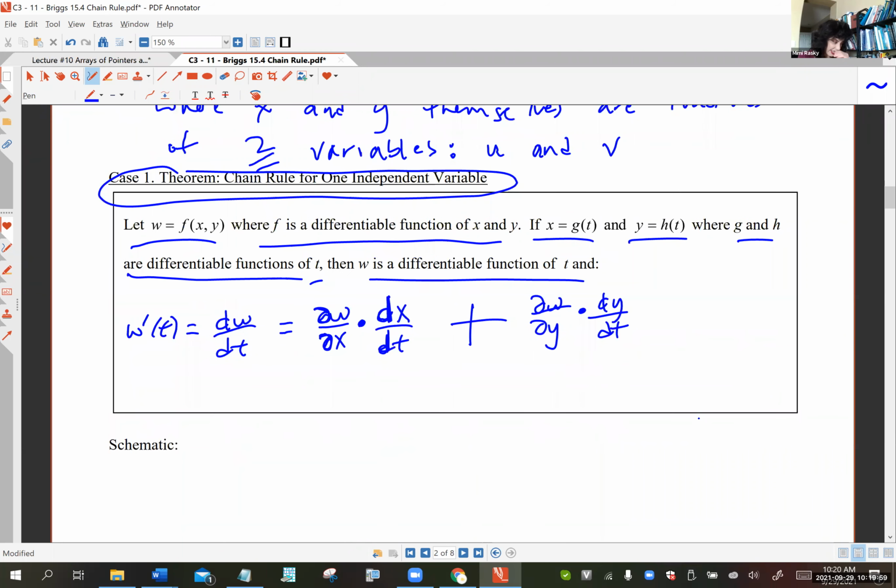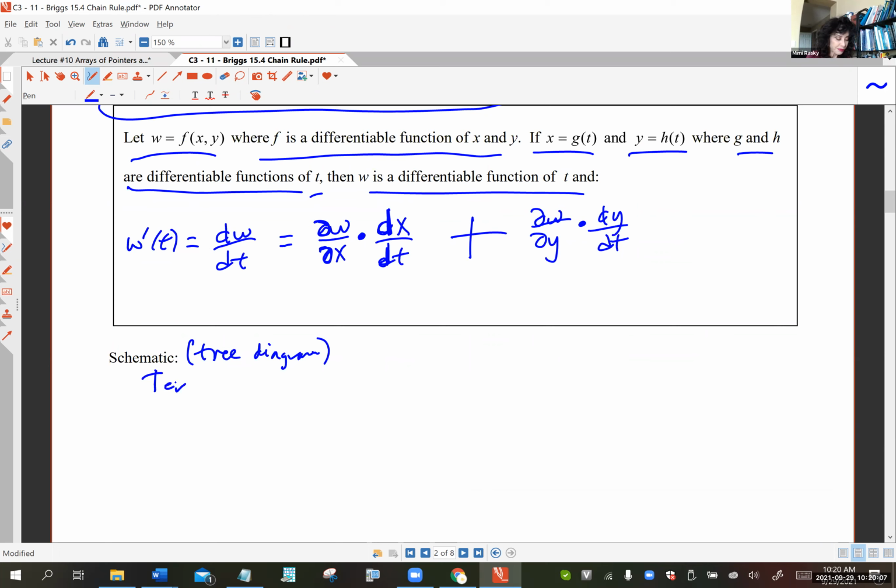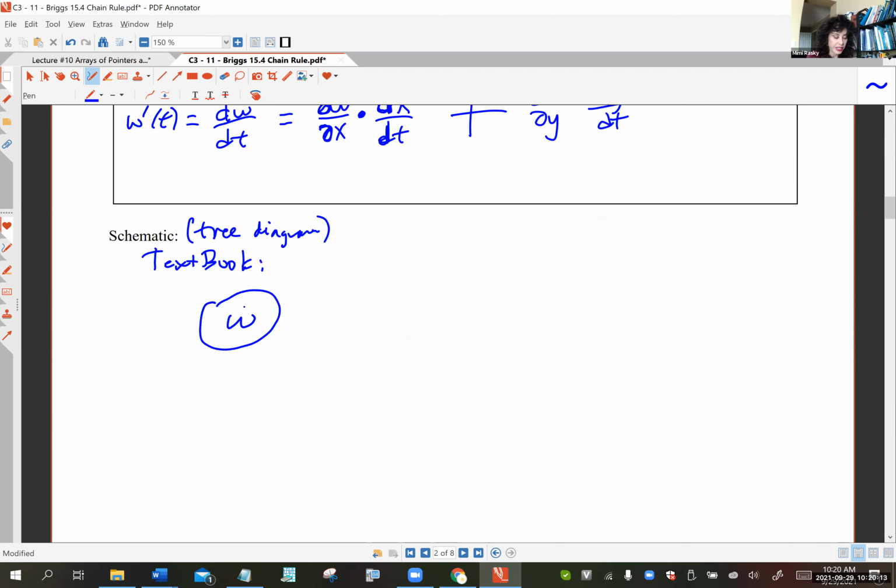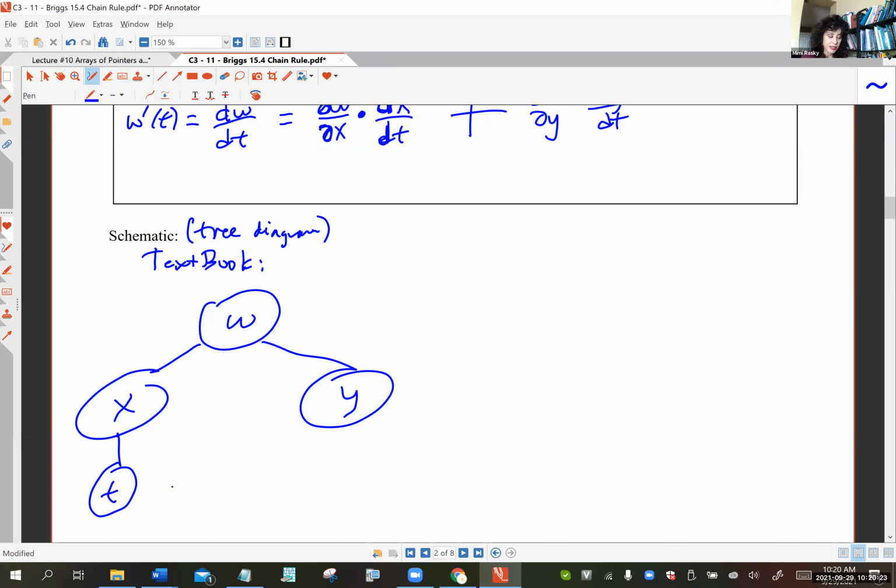Now, the schematic, and when I say schematic, that's going to be a tree diagram. The schematic that the textbook uses is going to look like the following. So you've got w at the top of your tree, and w is a function of x and y. So then you have the tree growing out there. And then x is a function of t, and y is a function of t. And that's how the textbook does it. I don't like that. When I do my tree diagrams, I do it where I think it makes more sense, and I'll show you what I mean.